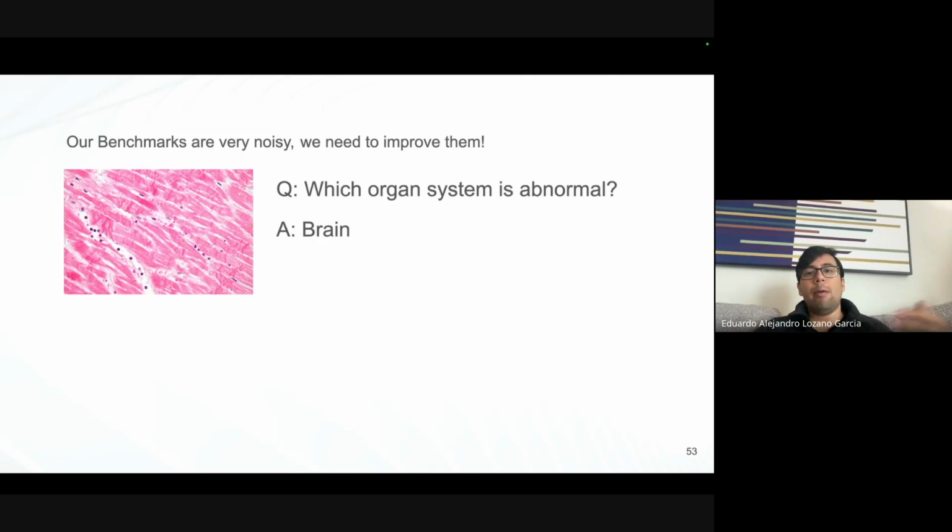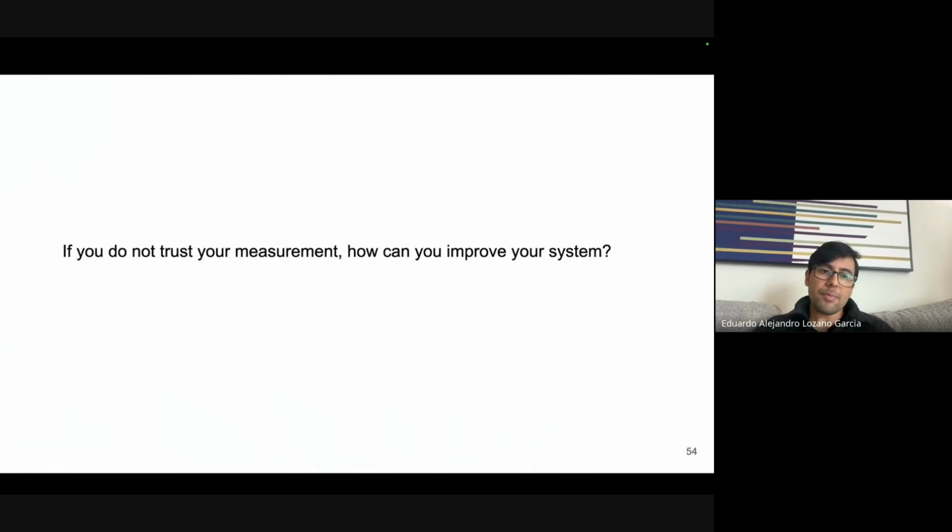evaluation is really important, and we should make sure that these are not as noisy, and we should also make sure that the evaluation regime we're using is actually adequate to see the signal we want to see. So it just boils down to, if you don't trust your measurement, how can you improve your system?